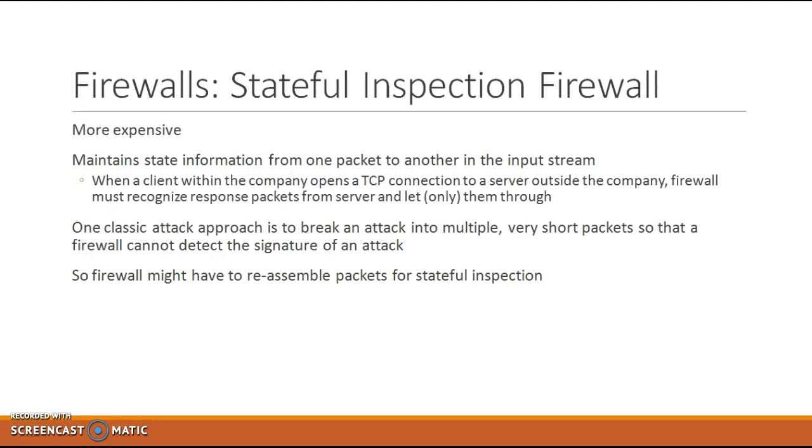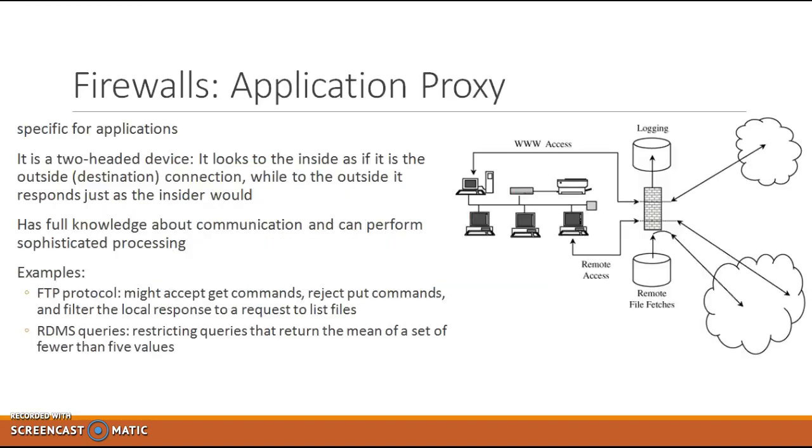One classic attack approach is to break an attack into multiple very short packets so that a firewall cannot detect the signature of an attack. So one technique to break stateful inspection is to use small packets. With small packets, the firewall cannot find the patterns. So the firewall may not reassemble the packets for the stateful inspection.